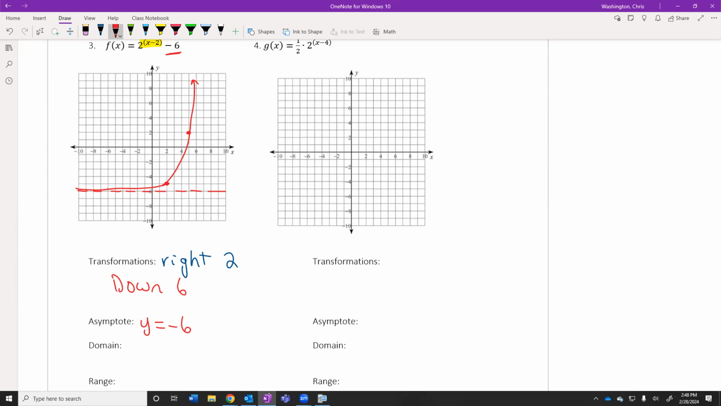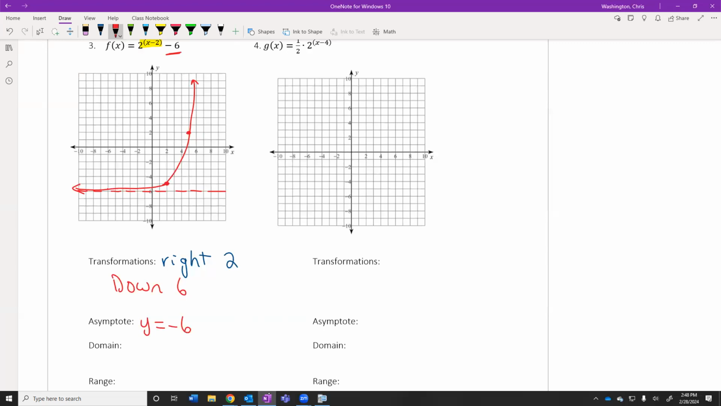But now we have a pretty accurate, quickly sketched graph. I don't want you spending 20 minutes trying to graph these and plot 20 different points. I don't want you doing that. I know what the general shape should look like. I know it's been moved down 6. I know it's been moved to the right a little bit. We should be able to draw a pretty decent graph.